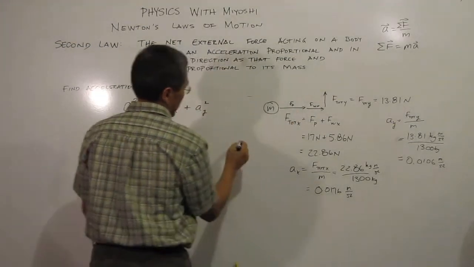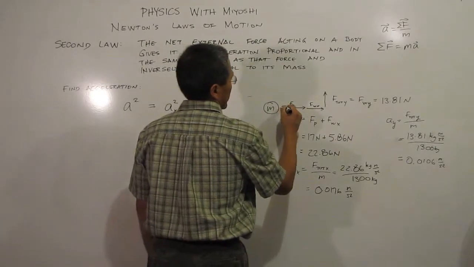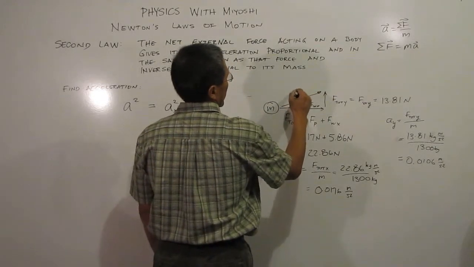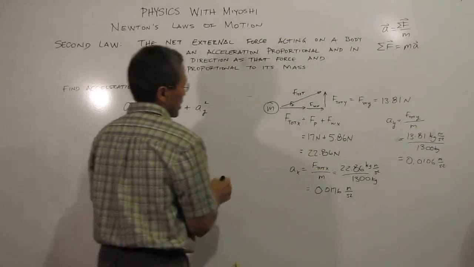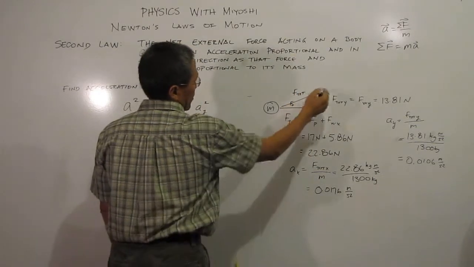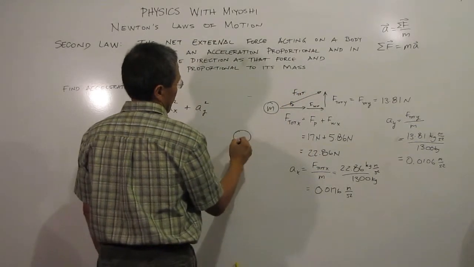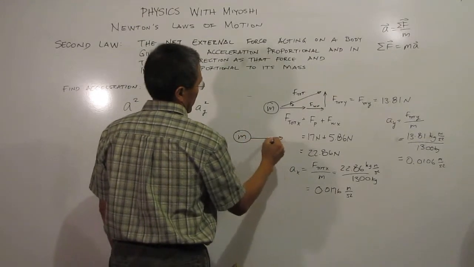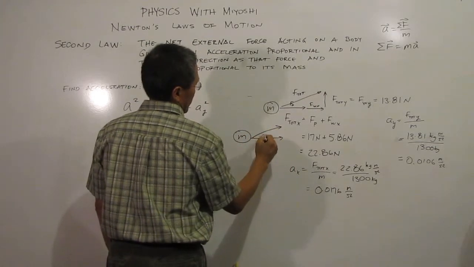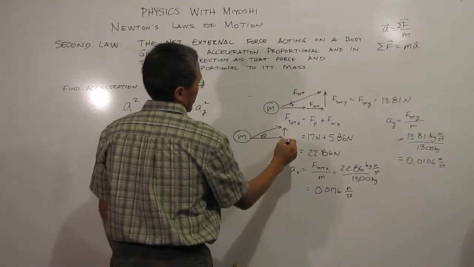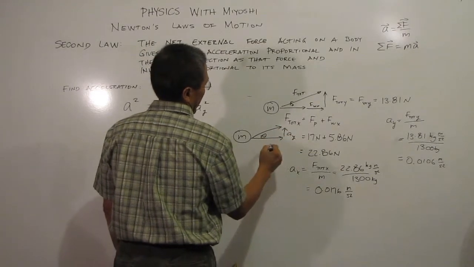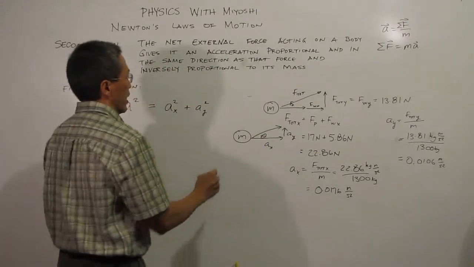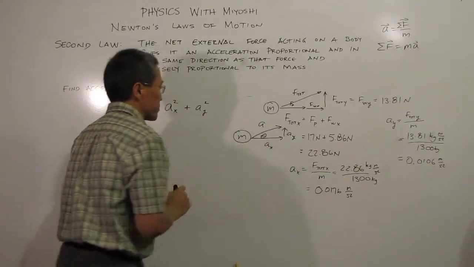My a squared is going to be ax squared plus ay squared, just from the Pythagorean theorem. Let's just draw my force total, if you will, and the angle for my acceleration will be the same. So if I draw my free body diagram with acceleration, it should look something like this, where this is my theta, this is my ay and my ax, and this is my total acceleration.